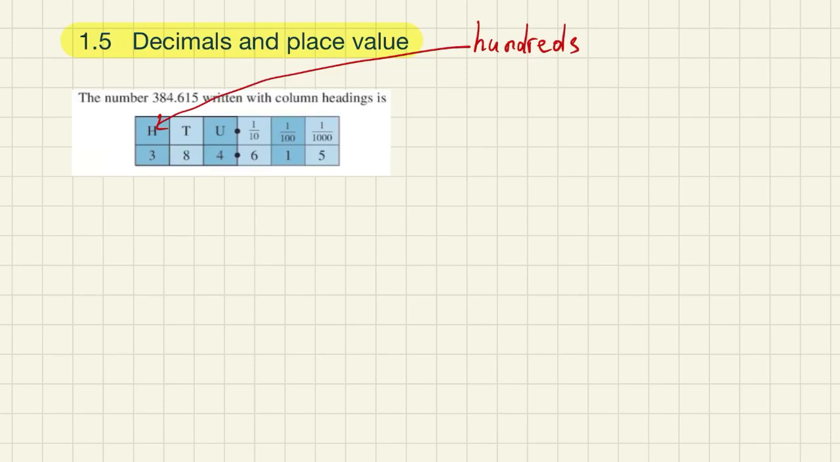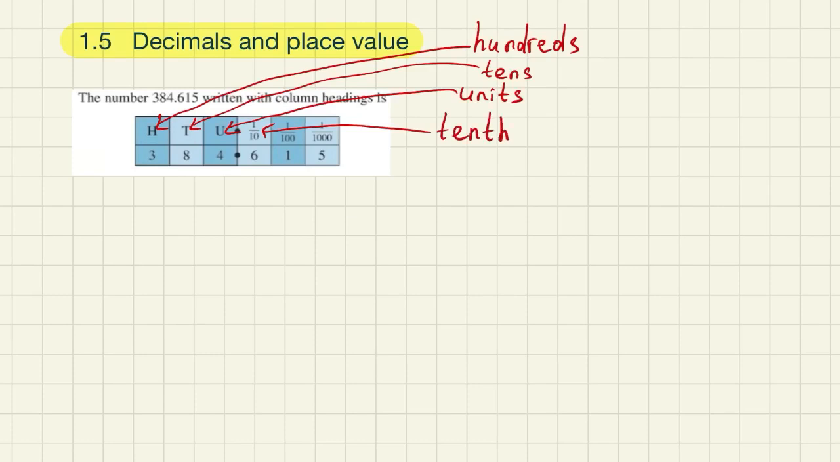80 is tens. And U is for units. So 384. U is units. And then after the point, we have the decimal part, which sounds pretty familiar, but please remember it's not the same thing. Here, this is what we call tenths. Sounds very similar to tens, but please don't confuse them.